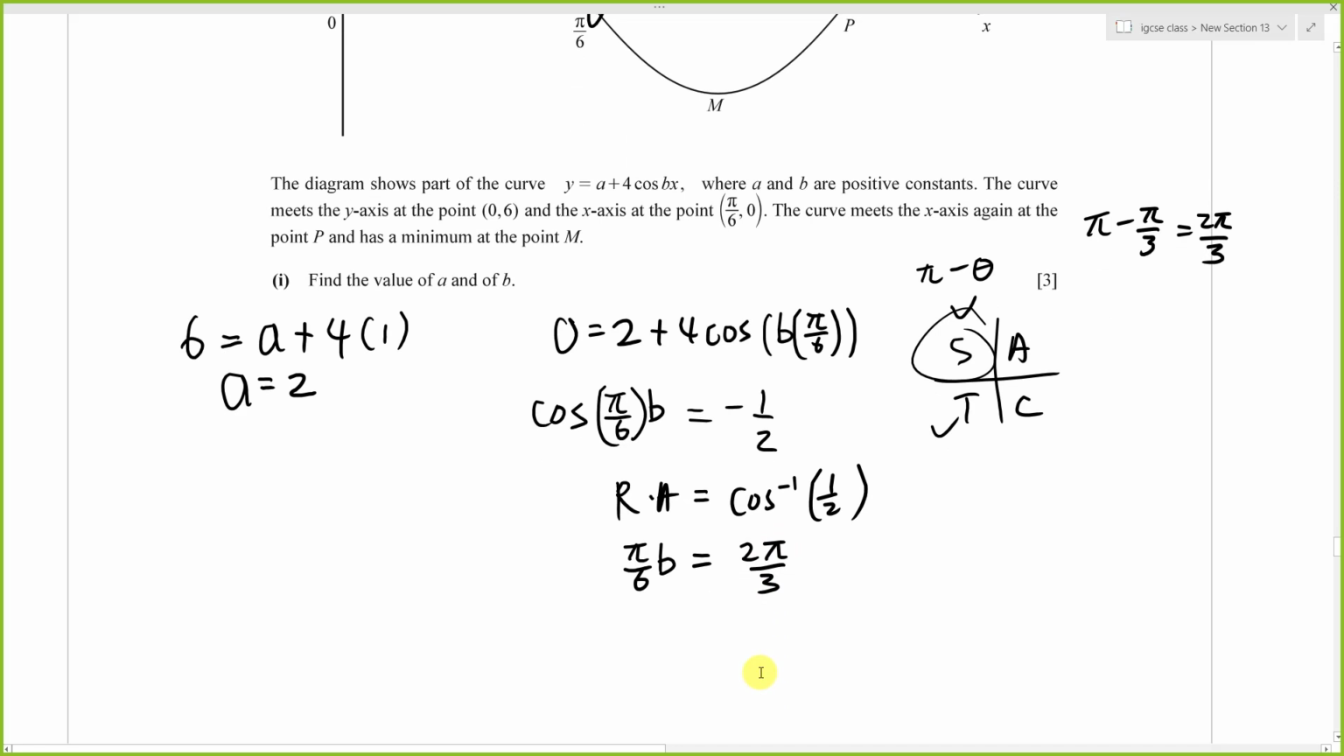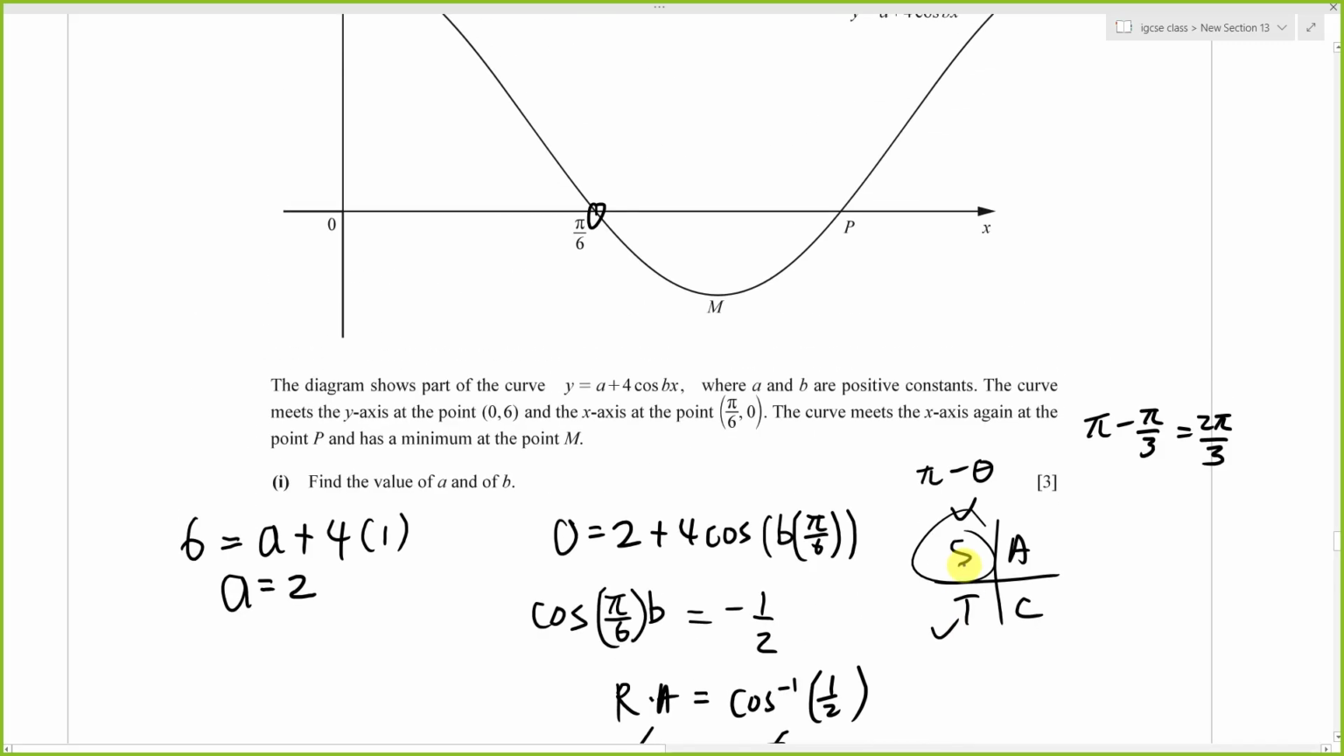Then I should be able to get my b here. Pi and pi I simplify. I move the 6 here, become 4. So therefore, yeah, my b is 4. A will be 2. So yeah, this is how we solve this kind of question. You kind of need to like solve a little bit.